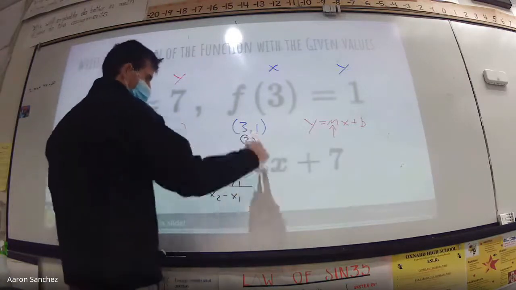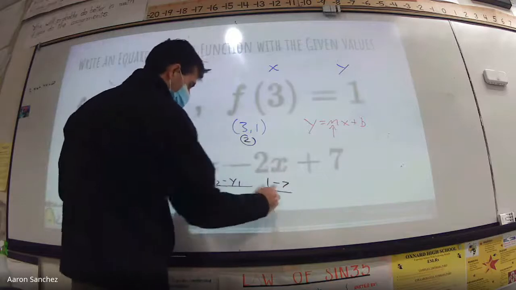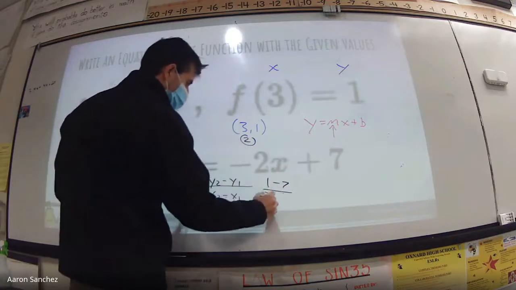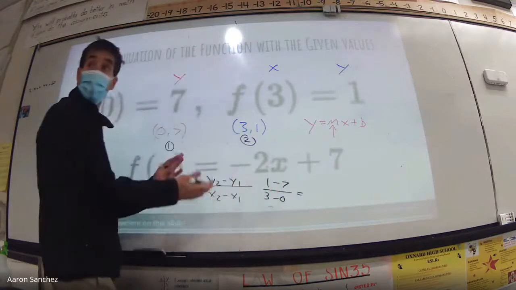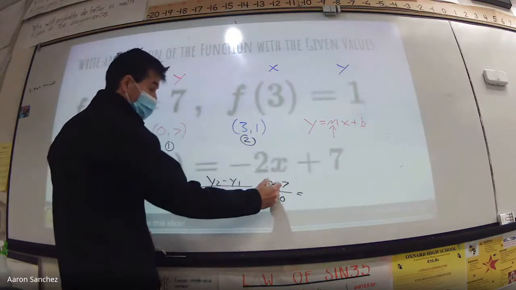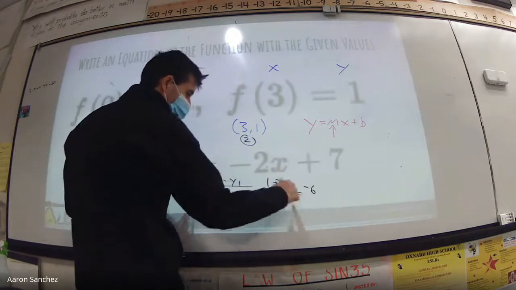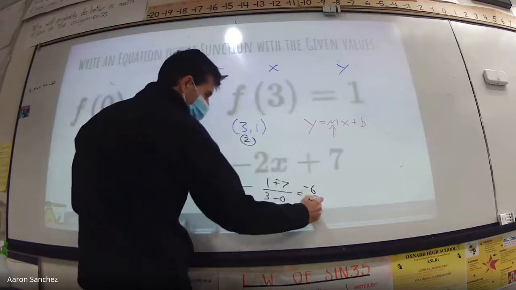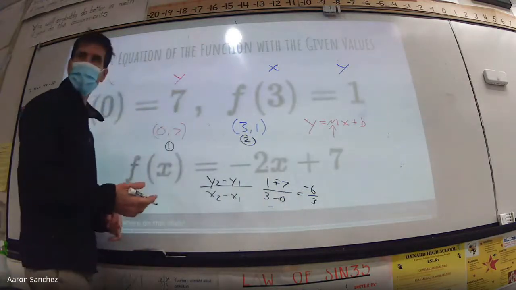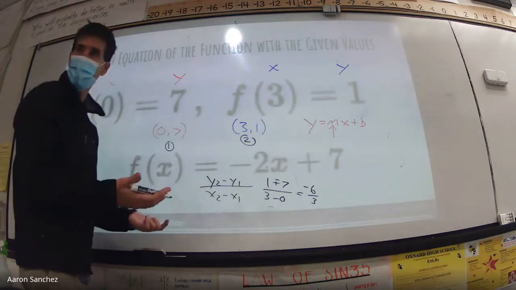y2, 1, minus y1, 7, over x2, 3, minus x1, 0. Now, do the skip, change, skip, change. 1 plus negative 7, I know it's going to be negative 6. It's going to be more negatives, right? Skip, change, whatever. It's over 3. Negative 6 divided by 3, I can simplify that. Negative 6 divided by 3 is negative 2.